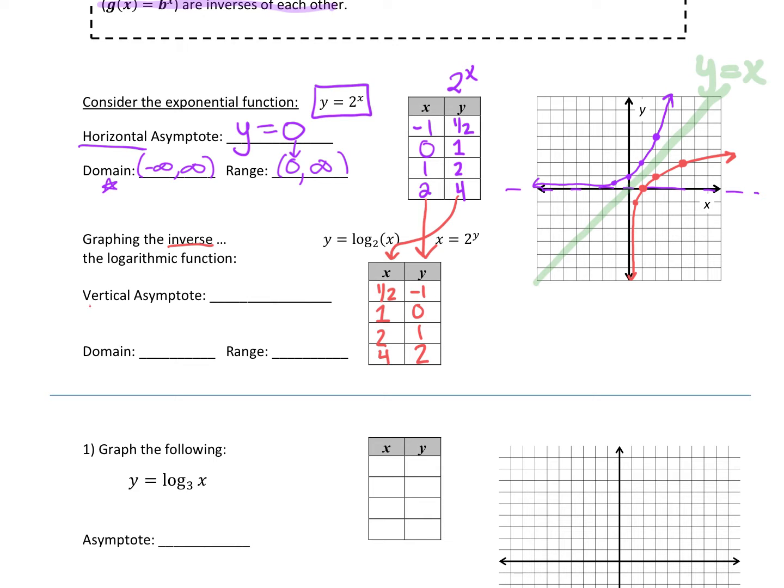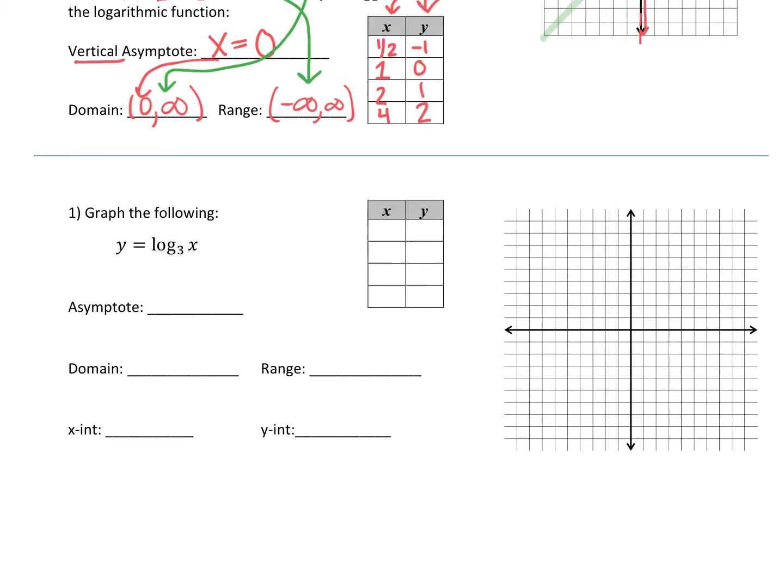Now, logarithms have vertical asymptotes, meaning they're going to be x equals. My vertical asymptote is going to be right here at x equals 0. Since it's x equals, that's going to impact my domain, and so my domain is going to be 0 to infinity, and my range is going to be negative infinity to infinity. If you notice, the domain of an exponential is the range of the log, and the range of the exponential is the domain of the log, because again, we're switching our x and y's, so our domain and range would also switch.